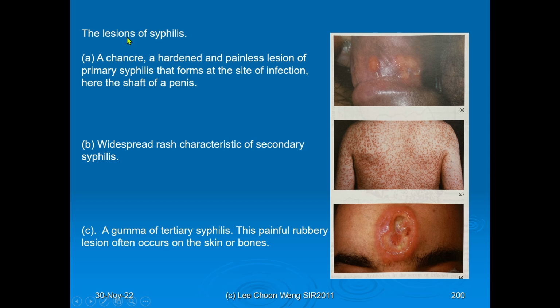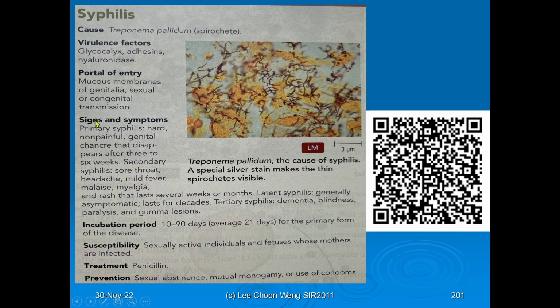So the lesions of syphilis: the chancre, you can see at the initial site of entry, and then the secondary syphilis where you have rashes on the body, and then tertiary syphilis where you can also get painful lesions on the skin and bones. So the portal of entry is around the genitalia.